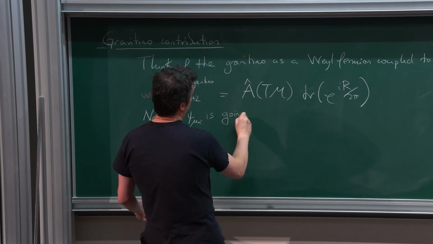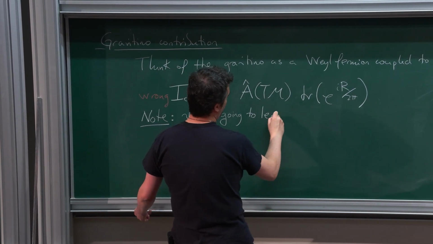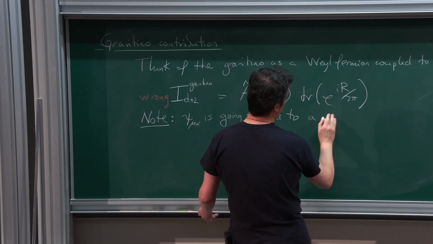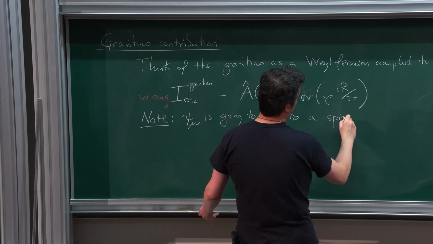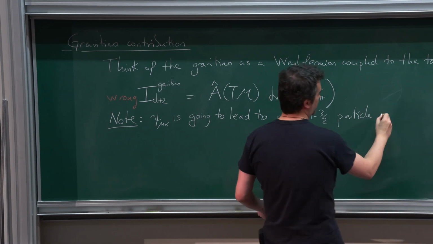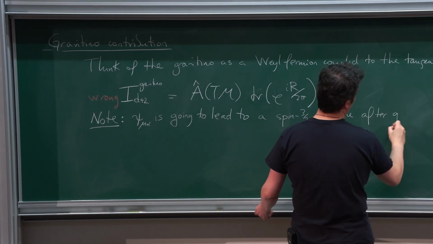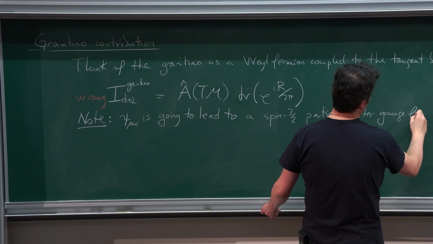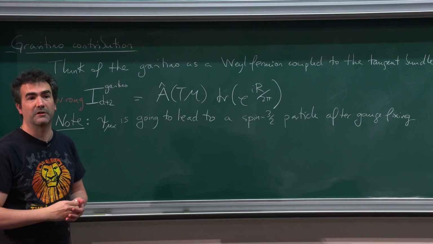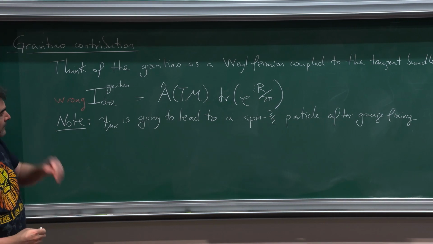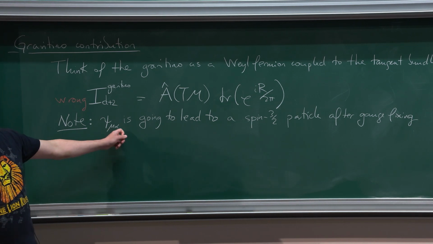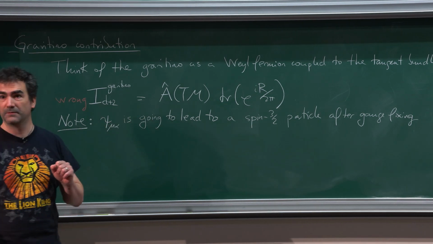It's going to lead to a spin 3/2 particle after gauge fixing. And this is the actual degree of freedom that leads to anomaly, the spin 3/2 particle. But the tensor product of a vector and a spinor is not a spin 3/2 particle in general.